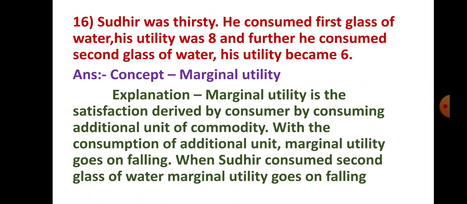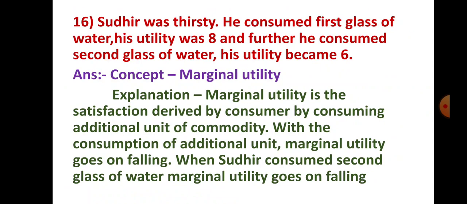Sudhir was thirsty. He consumed first glass of water. His utility was 8, and further he consumed second glass of water. His utility became 6. So what is the concept here? Here concept is marginal utility. After that you have to explain what is marginal utility.